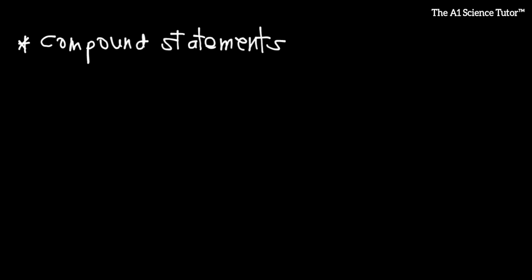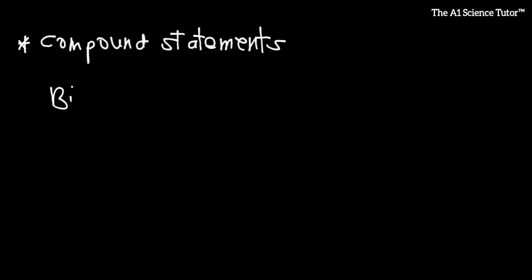Now, what is a compound statement? A compound statement is actually a statement that is made up of sub-statements. As you can see, the word actually sells it. That is going to be a statement that involves 1, 2, 3, or even more sub-statements. That's basically what it is. Let me give you an example.